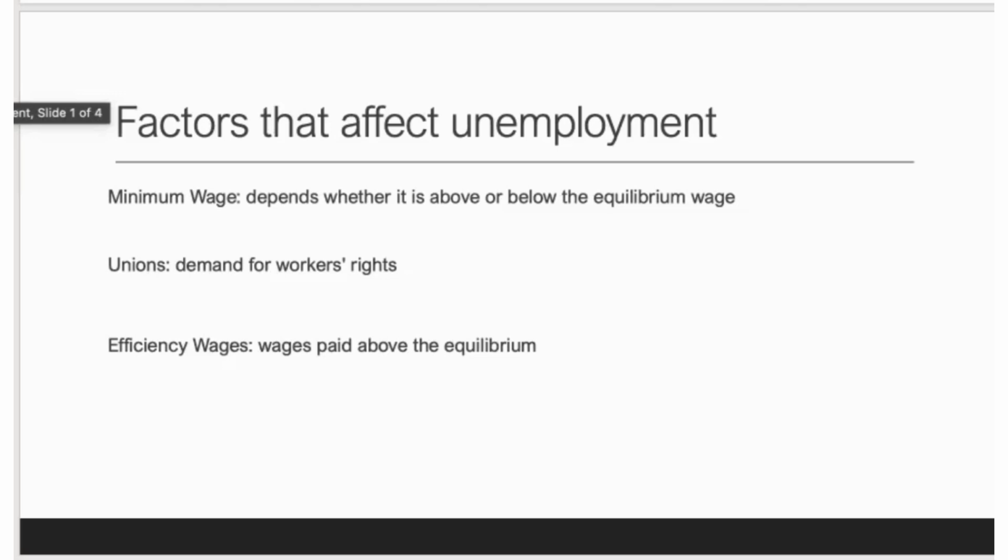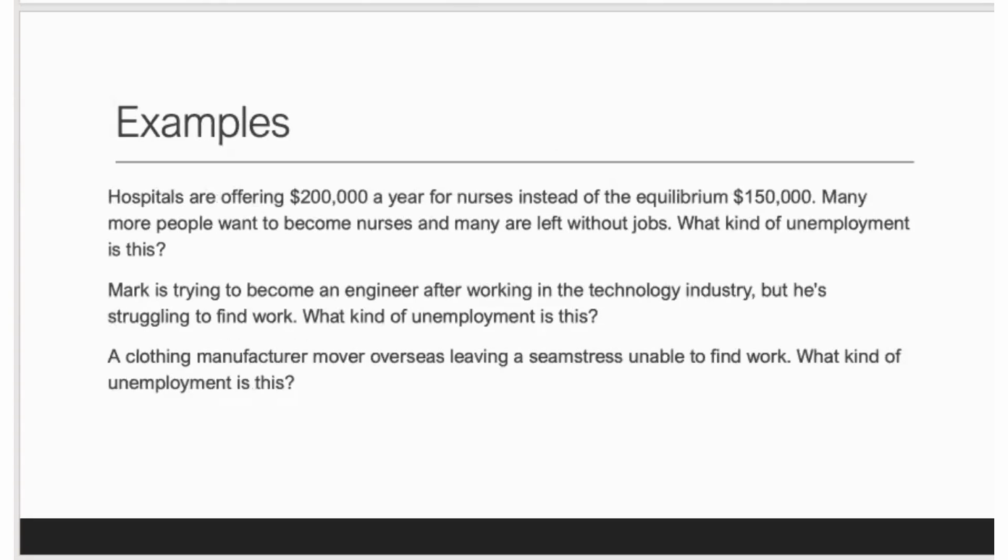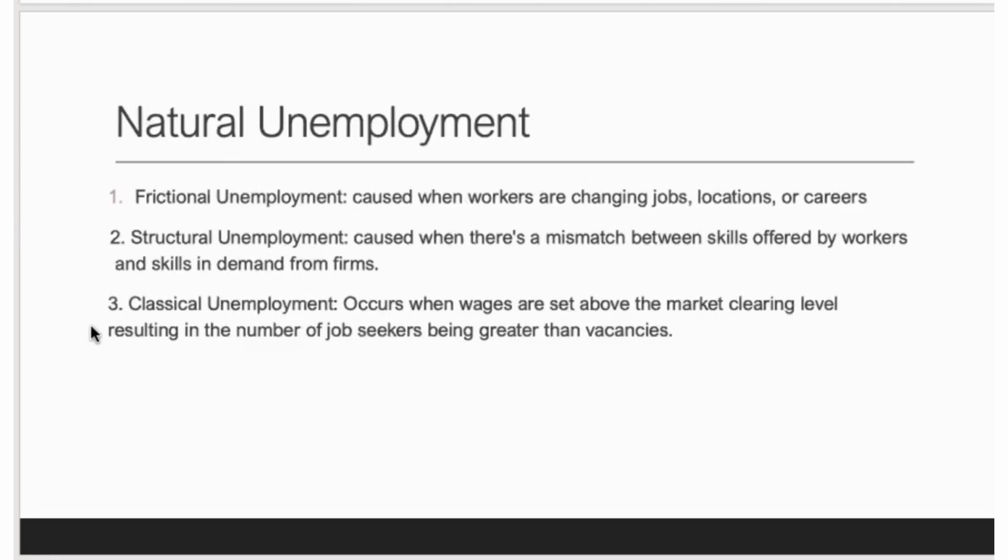Let's consider some examples of the types of unemployment. Hospitals are offering $200,000 a year for nurses instead of the equilibrium pay of $150,000. Many more people want to become nurses and many are left without jobs. What kind of unemployment is this? Let's look back at our definitions. This is classical unemployment. The wages are set above the market clearing level. This means that more people want to be nurses, but fewer jobs are available.